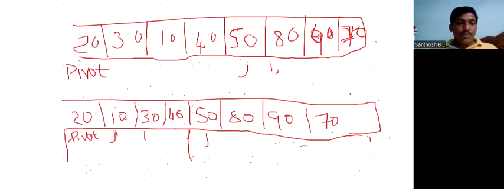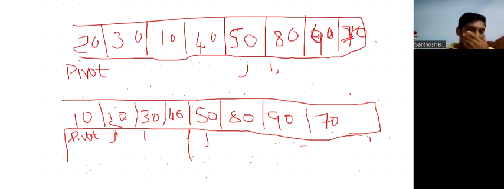So now it is 20. Correct. Now it is 10. See here, so now 10, 20, 30, 40, 50. The left part of the array is sorted now. That is one step finished.